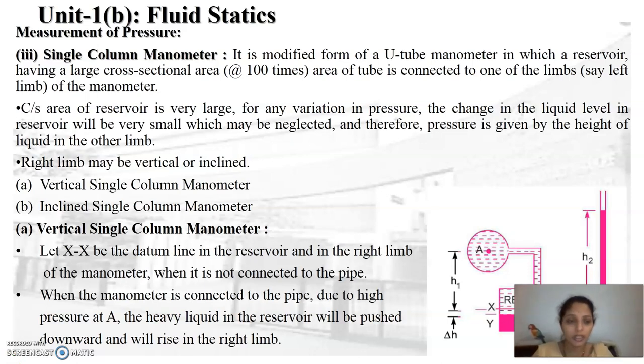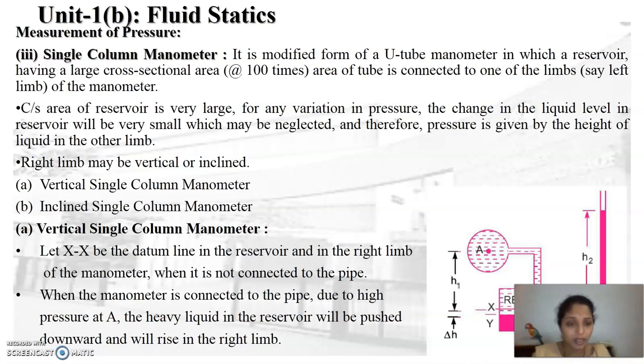Here two cases are considered: the vertical single column manometer and the inclined single column manometer. The first case is the vertical single column manometer. See the diagram. In the diagram, XX is the datum line in the reservoir as well as in the right limb of the manometer when it is not connected to the pipe.